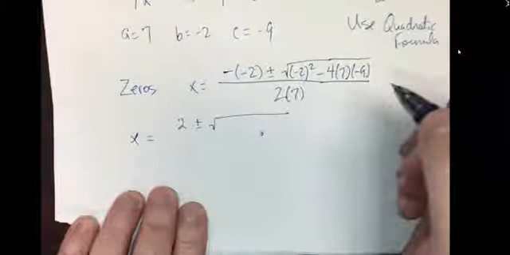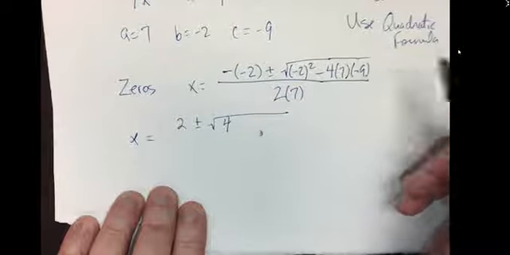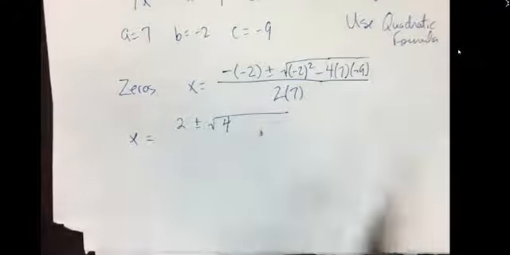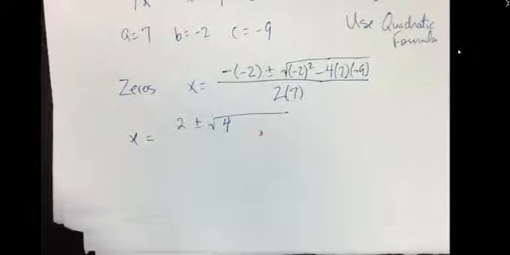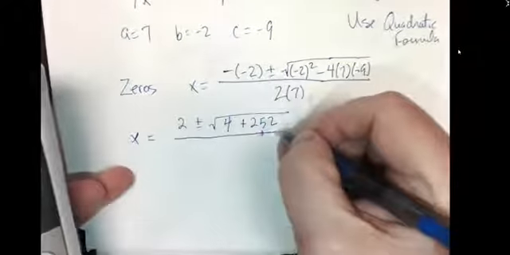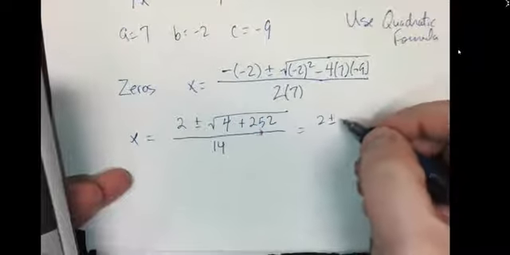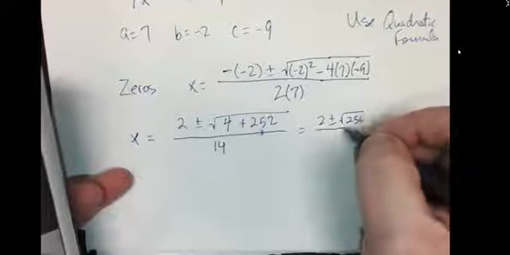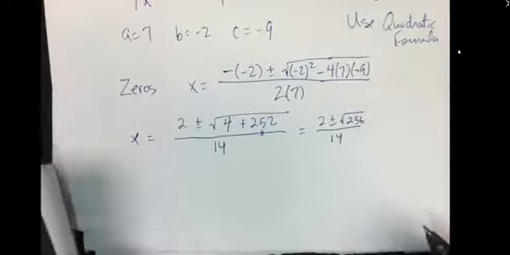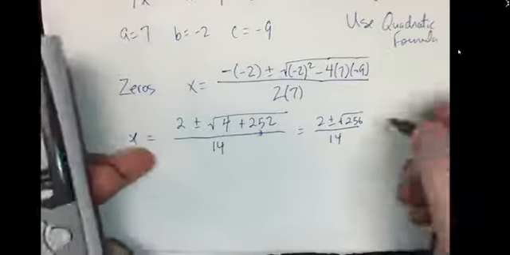Okay, so we're going to have x is equal to +2 plus or minus the square root of 4. And these two negative signs cancel each other out. So I'm going to have 4 times 7, which is 28, and then times 9, which is 252, all divided by 14. And the square root of 256, let's hope it's nice. It is.